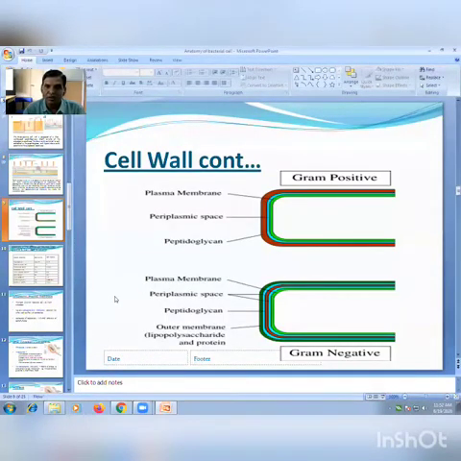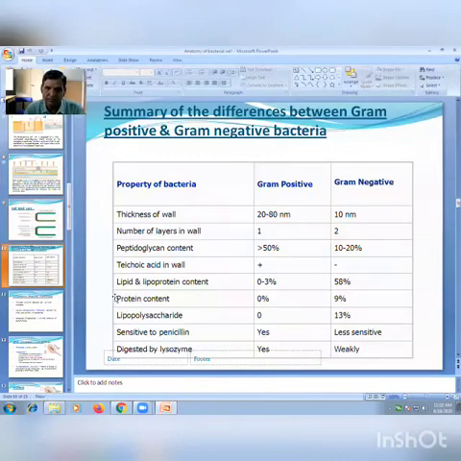Then the cell wall content, gram-positive cell wall and gram-negative cell wall. In the gram-positive cell wall there is the plasma membrane, then periplasmic space and peptidoglycan. In the case of gram-negative, there is the plasma membrane, periplasmic space, peptidoglycan, and outer membrane, lipopolysaccharide, and proteins. One more layer is present.